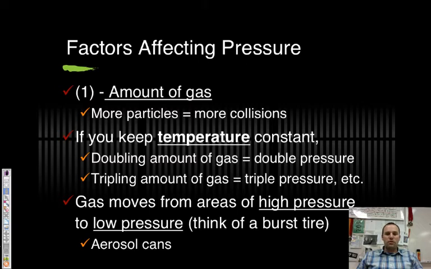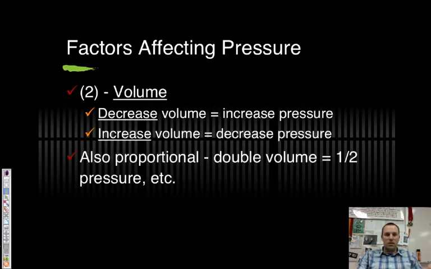Remember that gas moves from areas of high pressure to low pressure. Think of a hole in the tire. Or that's how an aerosol can works. By pushing down on the top, you're actually creating a hole in the can, and so the gas pushes its way out and brings whatever liquid in the can with it. So the first factor that can affect the pressure is how much gas you have. More gas, higher pressure. Less gas, lower pressure.